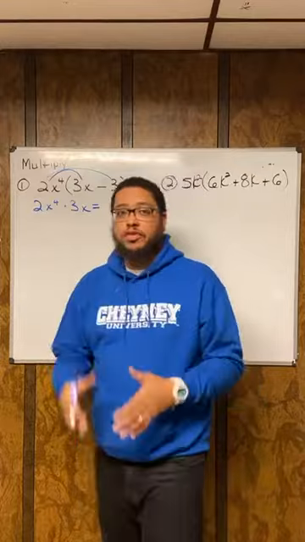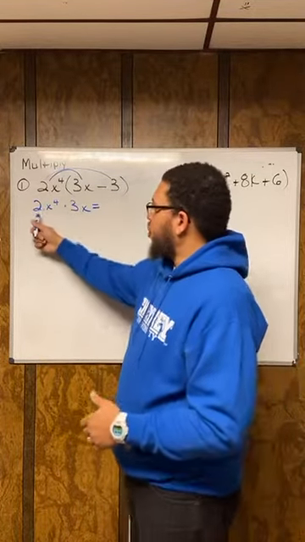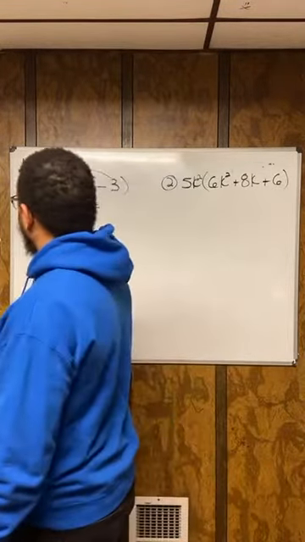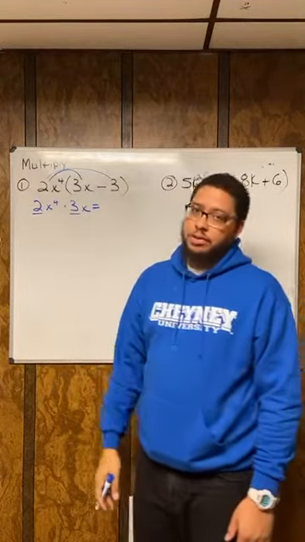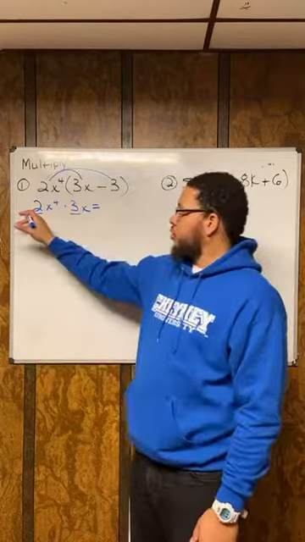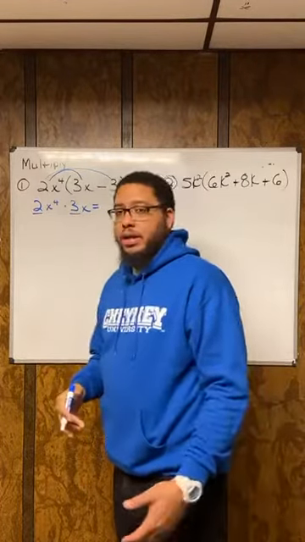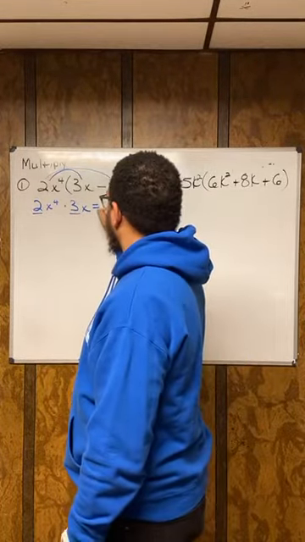First you look for coefficients. The coefficients are the big numbers. So we've got a 2 and we've got a 3. You multiply those together first. So you multiply the 2 by the 3, and that product is 6.